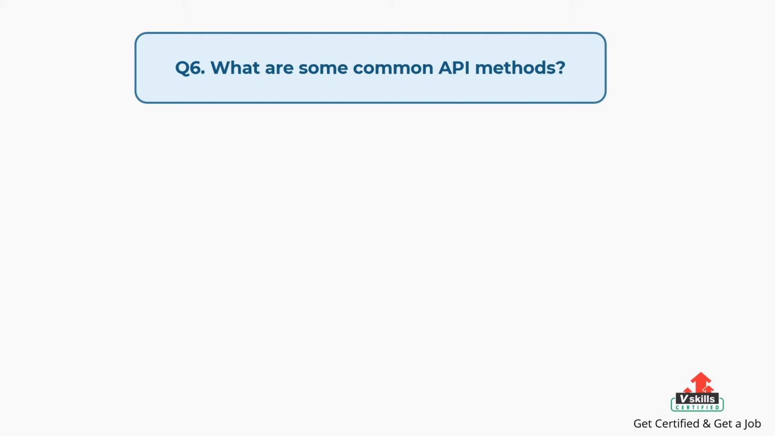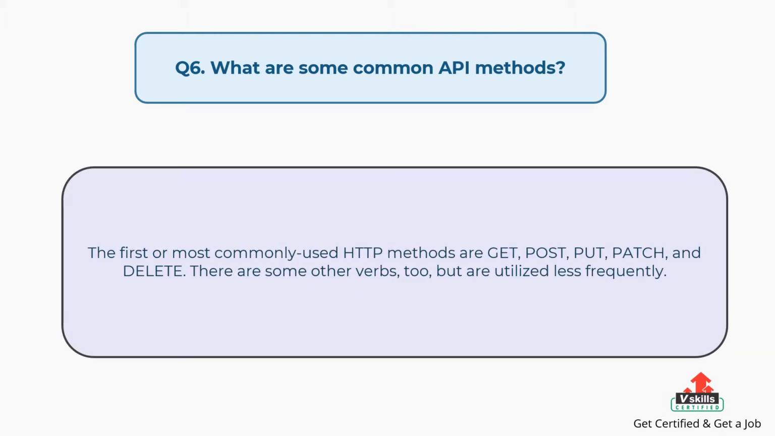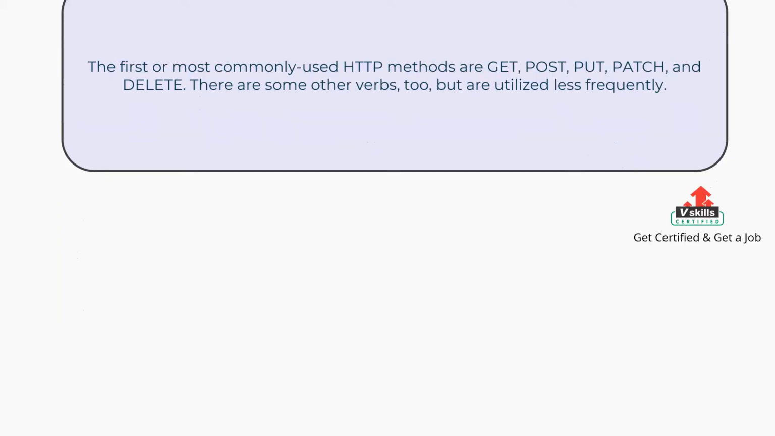Question number 6. What are some common API methods? The answer is the first or most commonly used HTTP methods are GET, POST, PUT, PATCH, and DELETE. There are some other verbs, too, but are utilized less frequently.